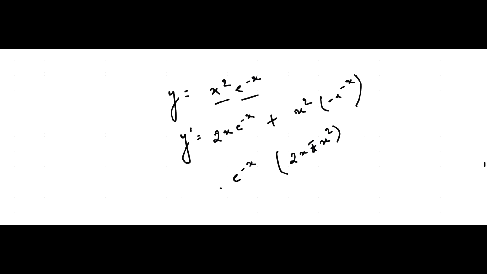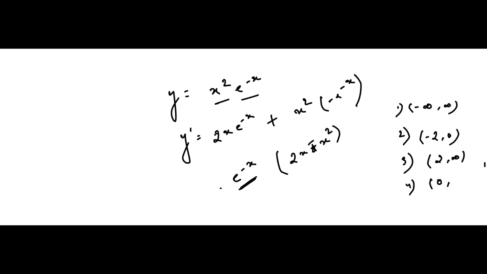Here the interval is not given, the options are there. It is increasing in which interval. Options are like this: option 1 is from minus infinity to plus infinity, option 2 is minus 2 to 0, option 3 is 2 to infinity, and option 4 is 0 to 2. Now our y dash is this one.